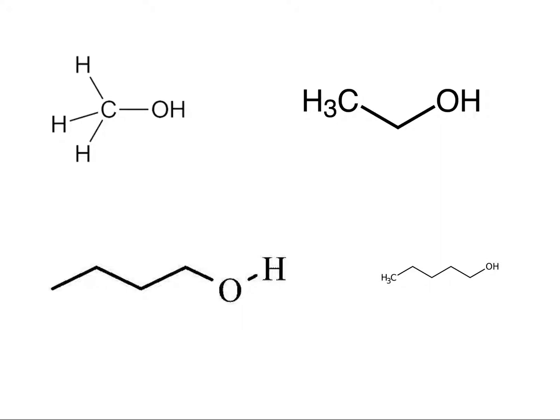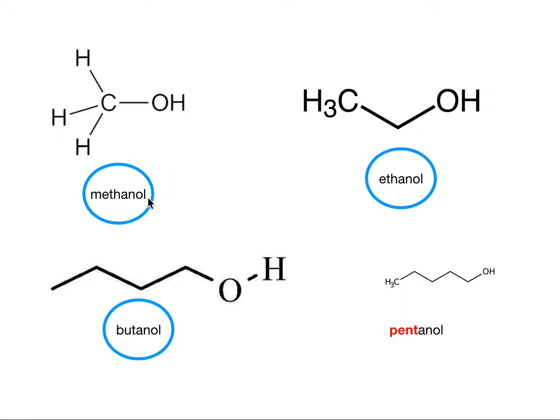We have 4 other examples here. We have methanol, ethanol, butanol, and pentanol. Of these compounds, we can see that methanol has 1 carbon, ethanol has 2 carbons, butanol has 4 carbons, and pentanol has 5. Because we know that each polar group can handle up to and including 4 hydrophobic carbons, we know that methanol, ethanol, and butanol would be water soluble. However, pentanol, because it has 5 carbons, would not be water soluble.